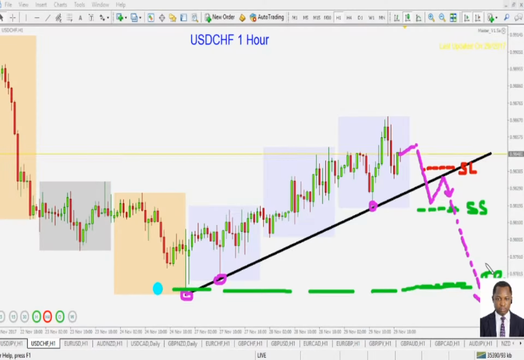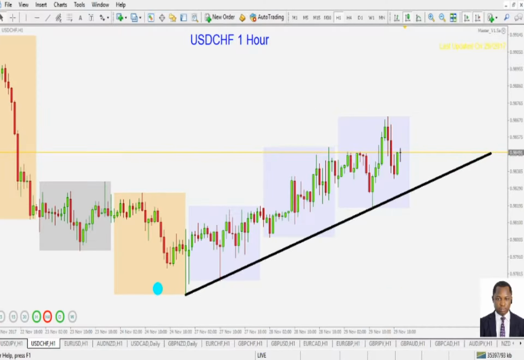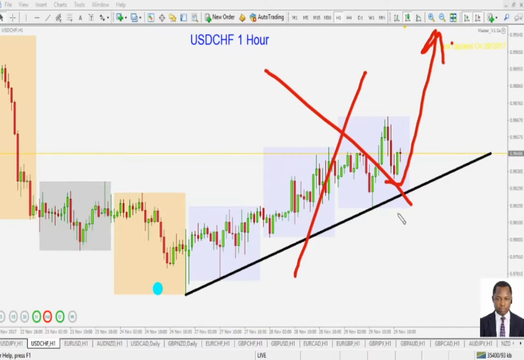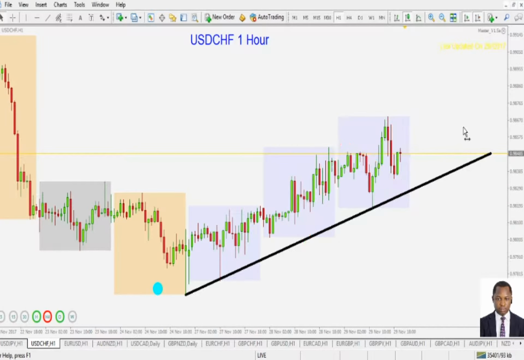All right, it's clear enough. These are valid setups that are presenting themselves. All we need to do is to be patient and wait for those setups to develop. If price keeps pushing to the upside, well, we will not be interested in that. We won't be taking any trade there.